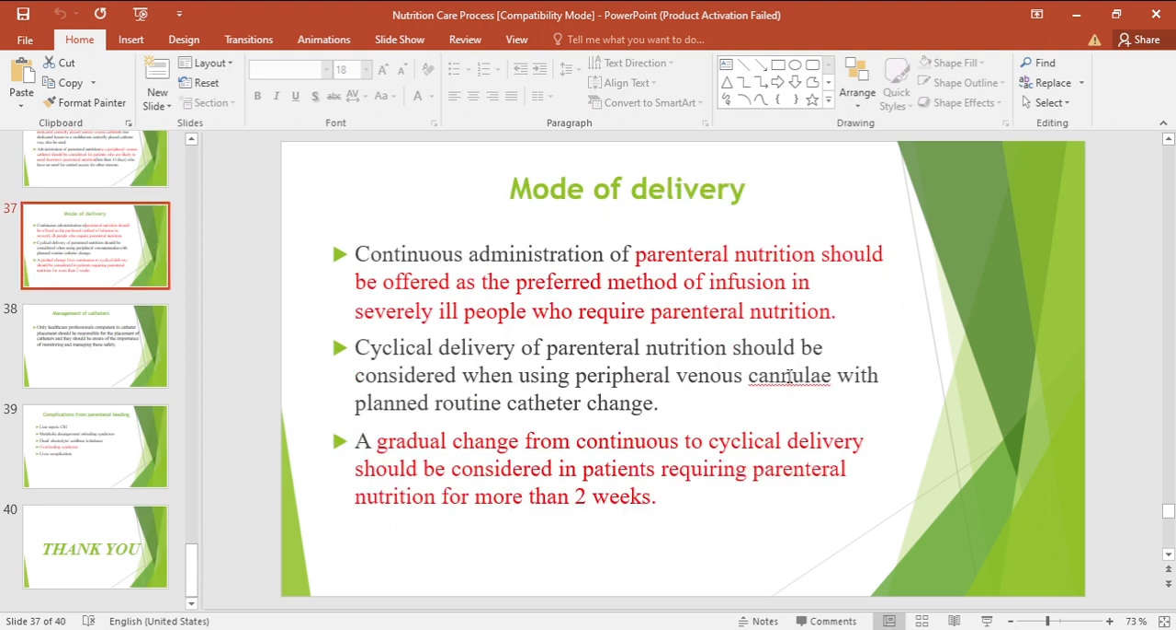The mode of delivery. You can consider continuous administration as the preferred method of infusion in severely ill people. And then cyclical delivery of parenteral nutrition can also be considered when using a peripheral venous cannula with planned routine catheter changes.